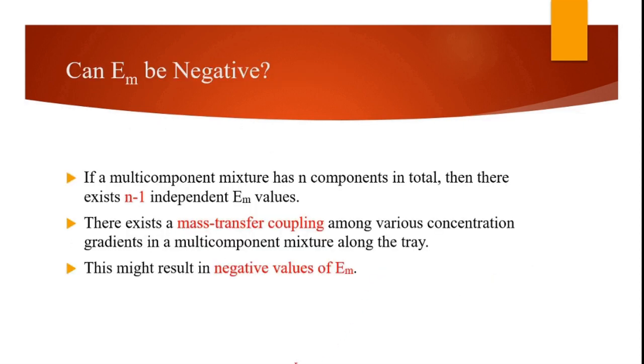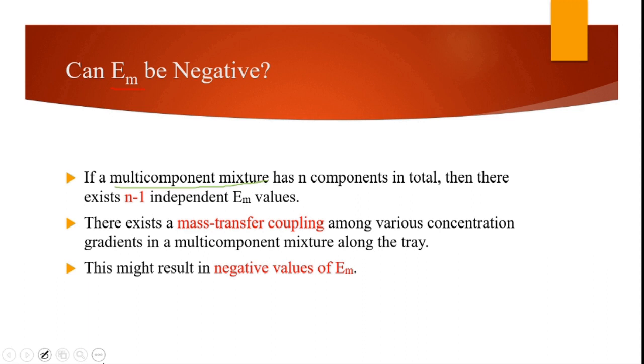This topic is this portion: can the Murphy efficiency be negative? This is just for knowledge. It is not very important from GATE. This is for knowledge and for interview purposes only. And when does the EM become negative? This mostly happens for multi-component mixtures, not for binary.